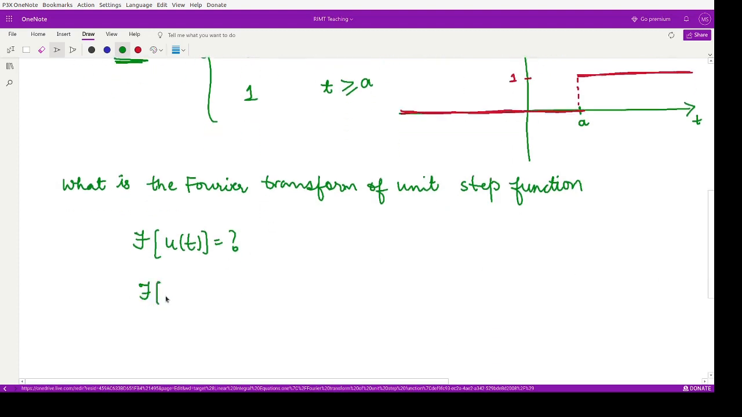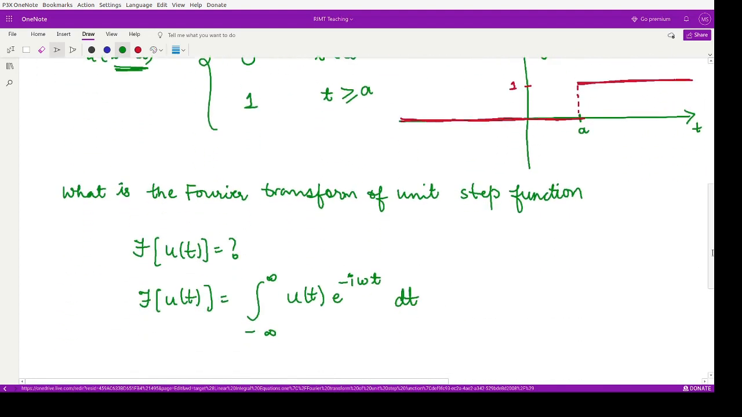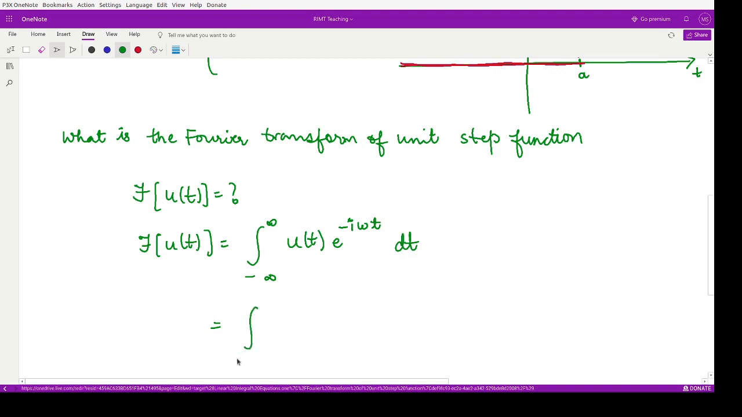The definition to calculate this Fourier transform is the integration from minus infinity to infinity of the given function multiplied by e to the power minus iota omega t dt. And you know the definition of u of t: it is 0 whenever t is less than 0 and it is 1 whenever t is greater than or equal to 0. So we can now break the limits from minus infinity to 0, where the value is 0, so the integral of 0 times e to the power minus iota omega t dt, and then from 0 to infinity, 1 times e to the power minus iota omega t dt.